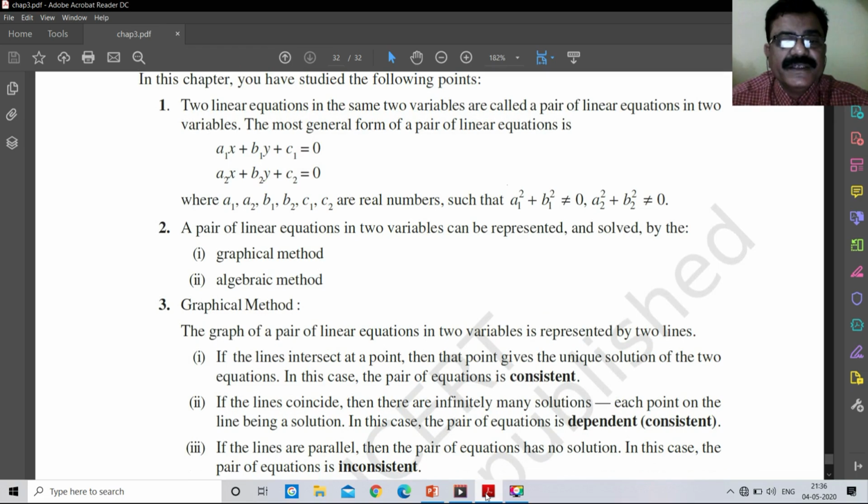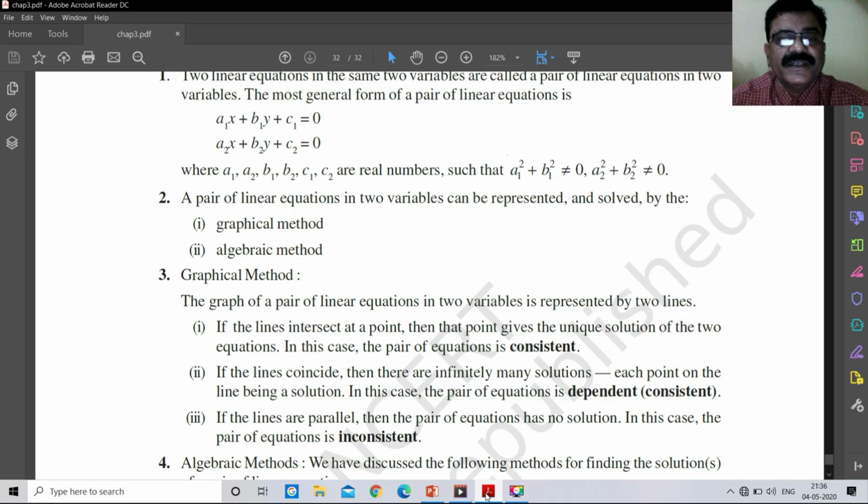If the lines intersect at a point, then that point gives the unique solution of the two equations. In this case, the pair of equations is consistent. If the lines coincide, then there are infinitely many solutions, each point of the line being a solution. In this case, the pair of equations is dependent, or we can say that it is consistent. If the lines are parallel, then the pair of equations has no solution. In this case, the pair of equations is inconsistent.